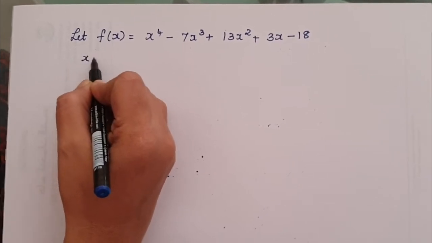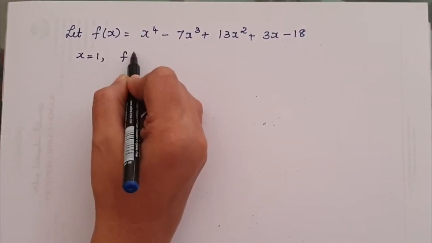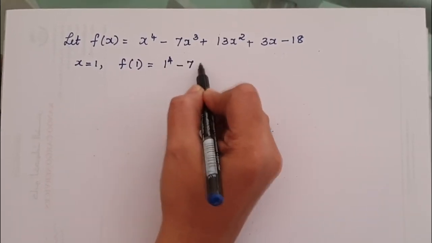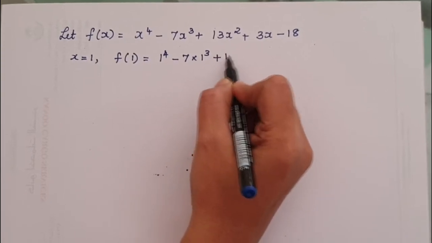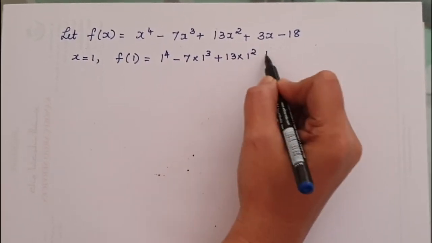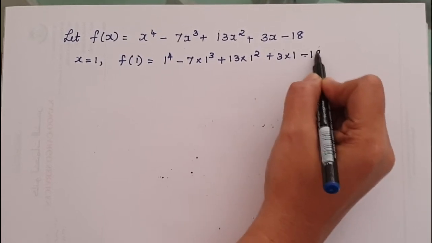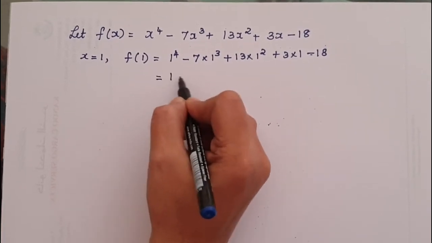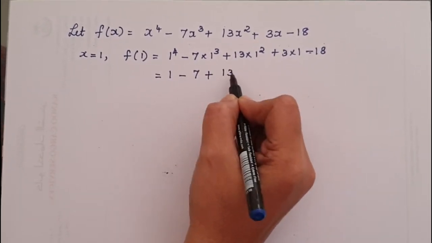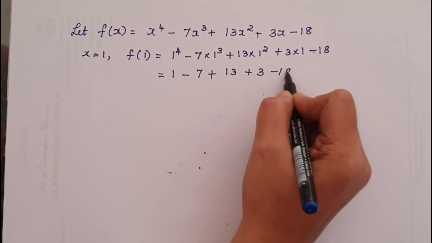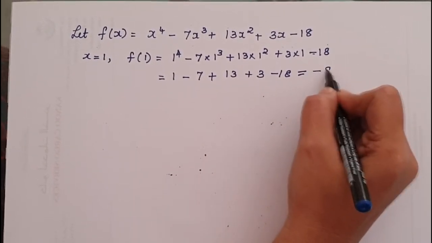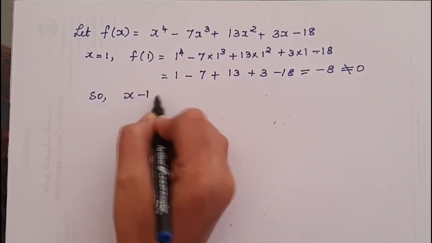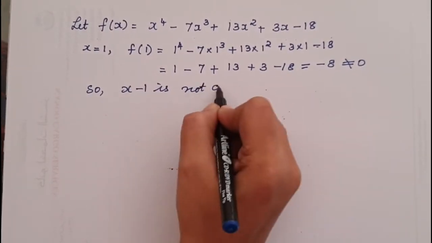Now, for the first thing, we just substitute x equal to 1. That means f of 1. So when we substitute in this, we get 1 to the power of 4 minus 7 times 1 cube plus 13 times 1 square plus 3 times 1 minus 18. When you simplify this, that is 1 minus 7 plus 13 plus 3 minus 18, which gives us minus 8, which is not equal to 0. So x minus 1 is not a factor.